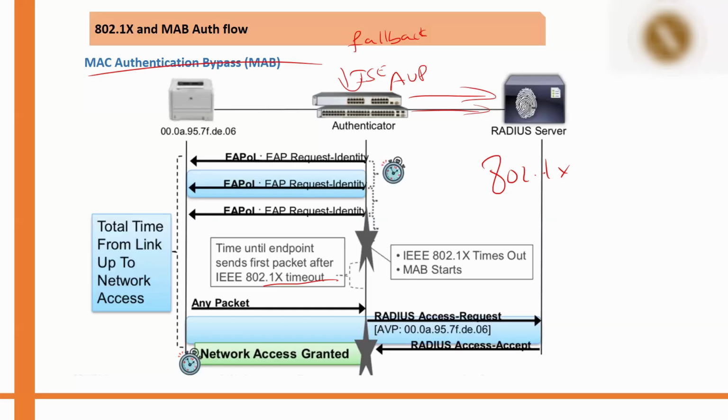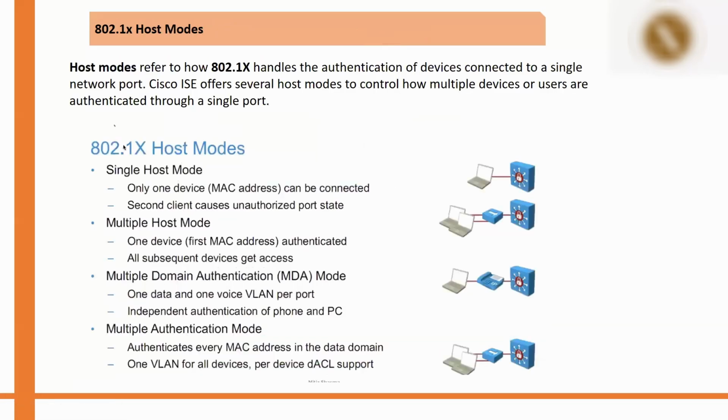Derek, does that answer your question? Okay. So 802.1X host modes. Till now, we have understood at a high level how the supplicant connects to the authenticator, then to the ISE server, and how they authenticate. When the host gets connected to the network device, it has some host modes: single host mode, multiple host mode, multiple domain authentication mode, and multiple authentication mode.